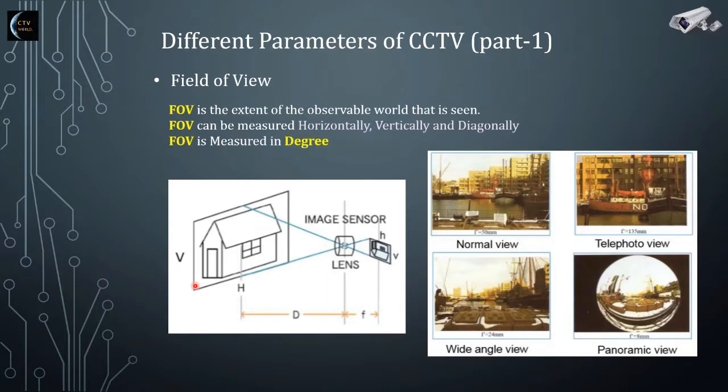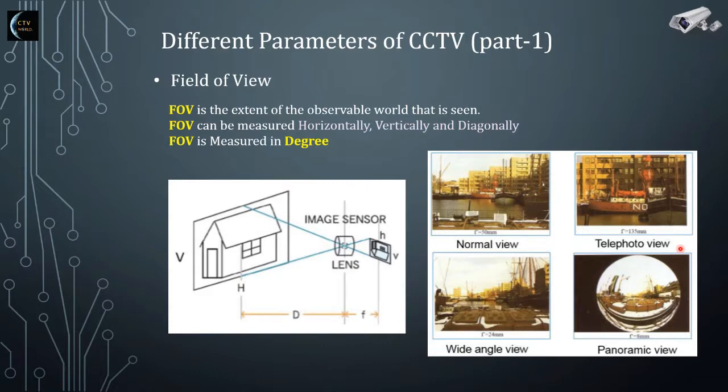There are four types of field of view. The first one is normal field of view. Here the lens size is 50 mm. The second one is telephoto view. Here tele means far in the Greek language, and typically the lens size is around 100 mm to 135 mm.